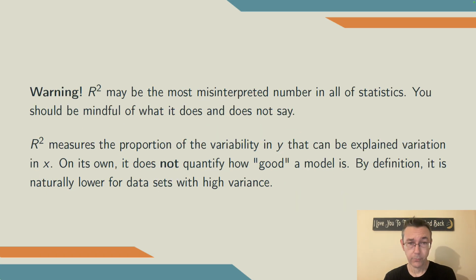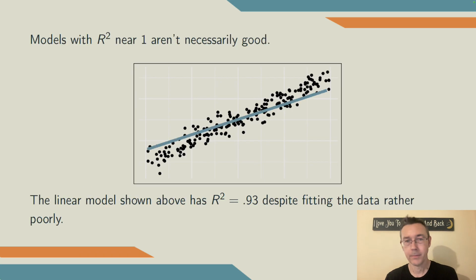You have to be really careful when working with r squared because it's very easy to misinterpret, and it gets misinterpreted all the time. Remember that r squared is a measure of variability, or spread about the regression line, much like the coefficient of correlation is. On its own, it does not tell you how good a model is, or how good a fit the model provides to the data. Because by definition, r squared is naturally lower for data sets that have a lot of intrinsic variability. A couple of examples to illustrate that.